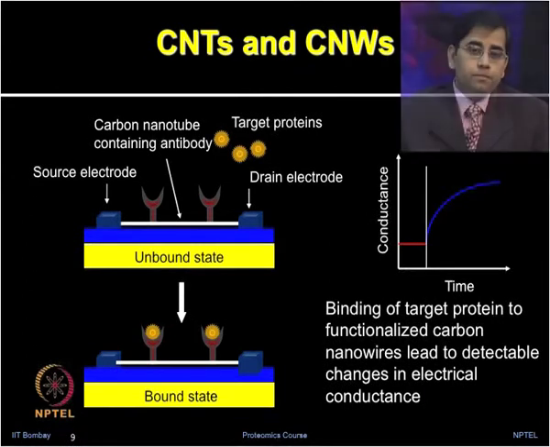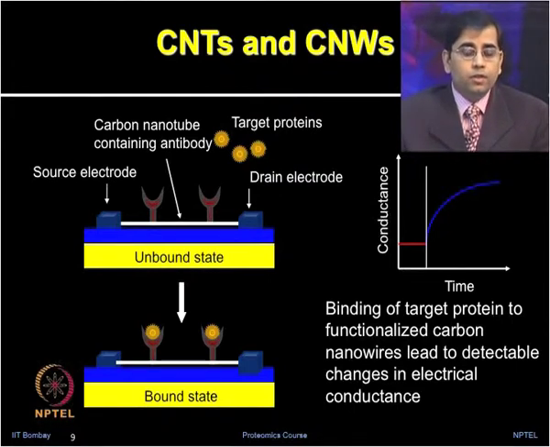Now, in this slide I am showing you the image for the carbon nanotubes which has a functionalized antibody. The top one is showing the unbound state, where you have source electrode, drain electrode, and then there are some target proteins. After binding, which is shown in the bottom panel, there is a change in the conductance, which is shown in the right panel. The binding of this target protein to the functionalized carbon nanowires leads to a detectable change in electrical conductance.